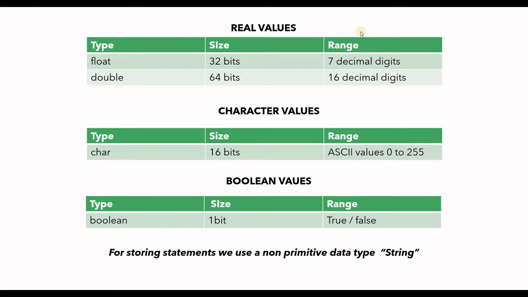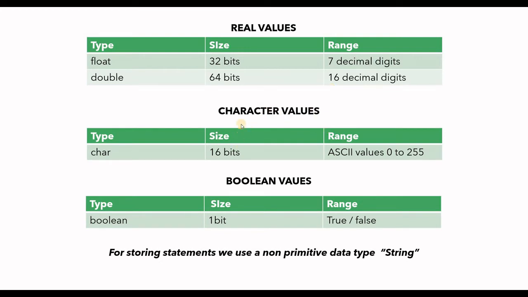Now, we have real values, that is the value with a decimal point in it. The type is float and the size is 32 bits. And the range is 7 decimal digits. That means after that decimal or point, you can have up to 7 numbers. Then we have double with 64 bits and you can have up to 16 numbers after that decimal point.